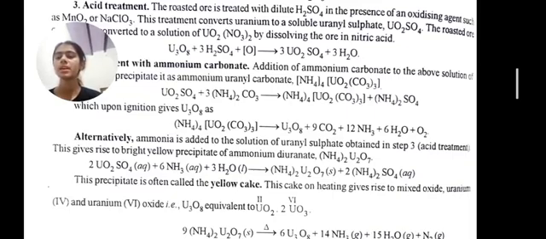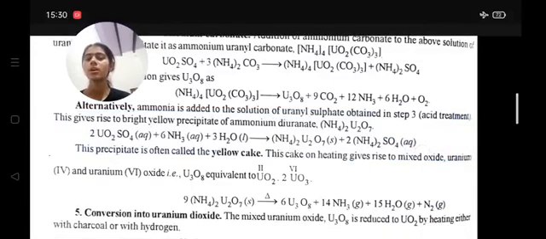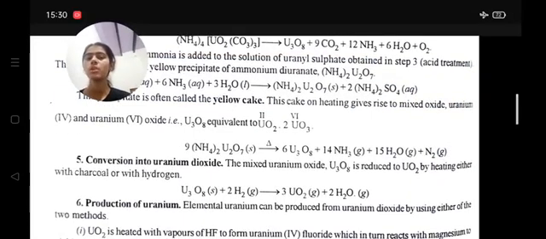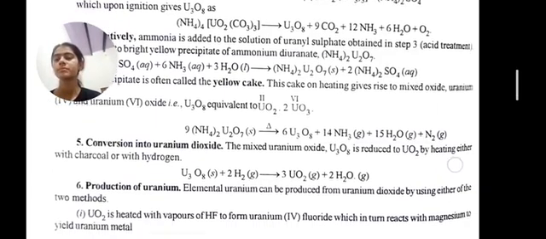This gives rise to a bright yellow precipitate of ammonium diuranate. The precipitate is often called the yellow cake. This cake on heating gives rise to a mixed oxide, uranium plus 4 and uranium plus 6 oxide.